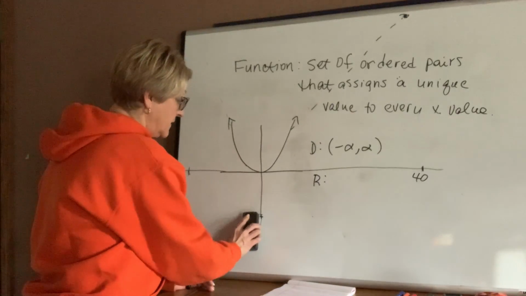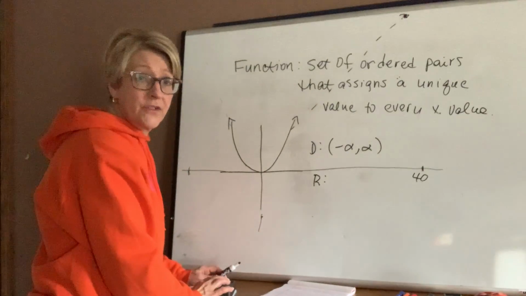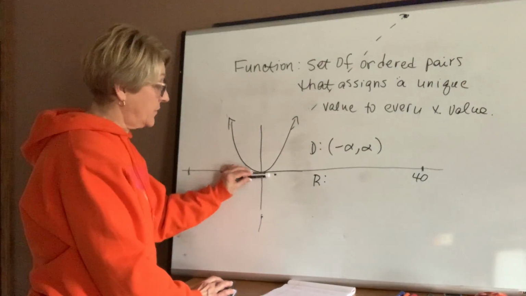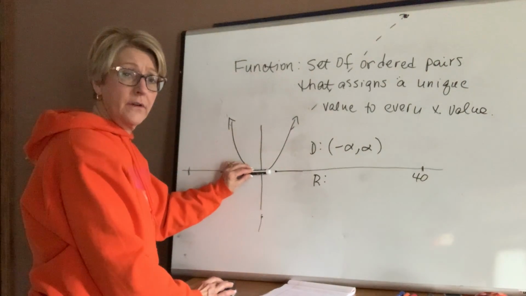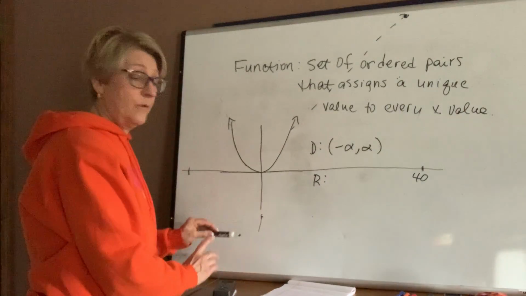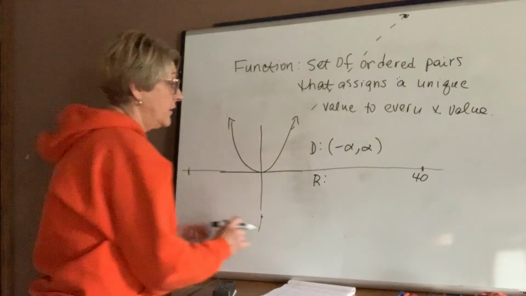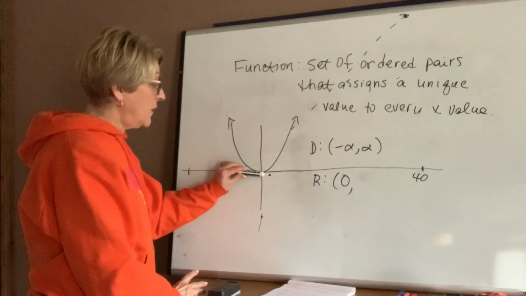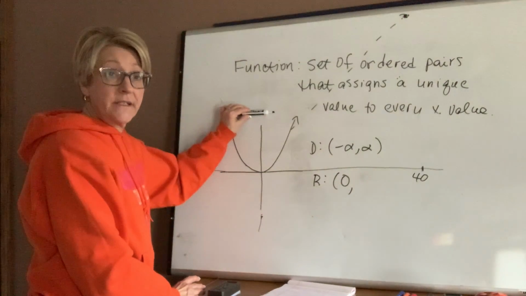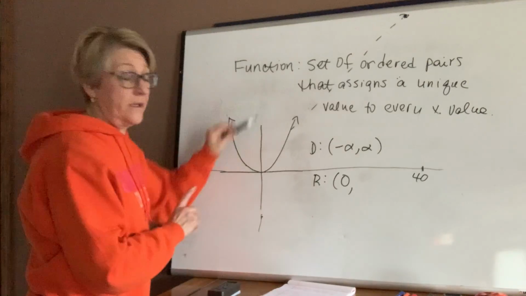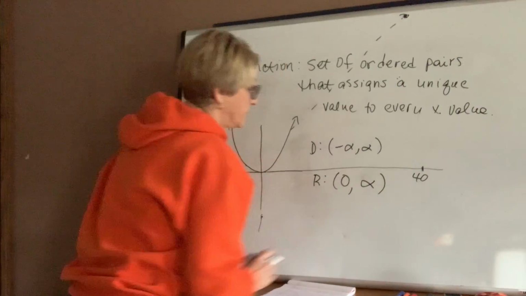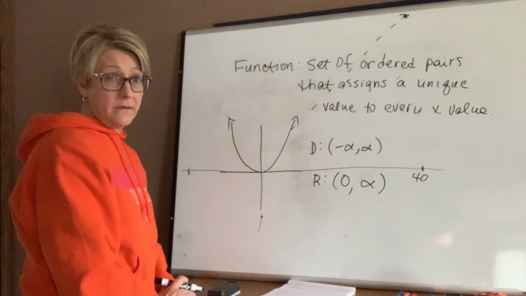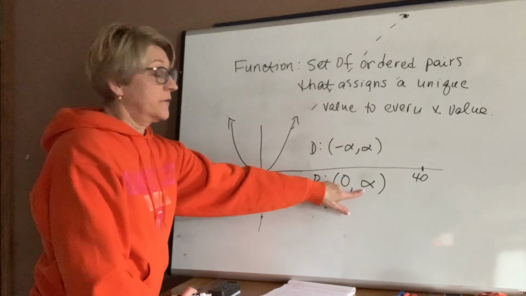In fact, y values don't start moving up the y-axis. Y values don't start until I get here. What is that number? What is the y coordinate right here? 0. And then what happens as I move into the positives? They keep on going. So the range of this particular parabola goes from 0 to infinity.